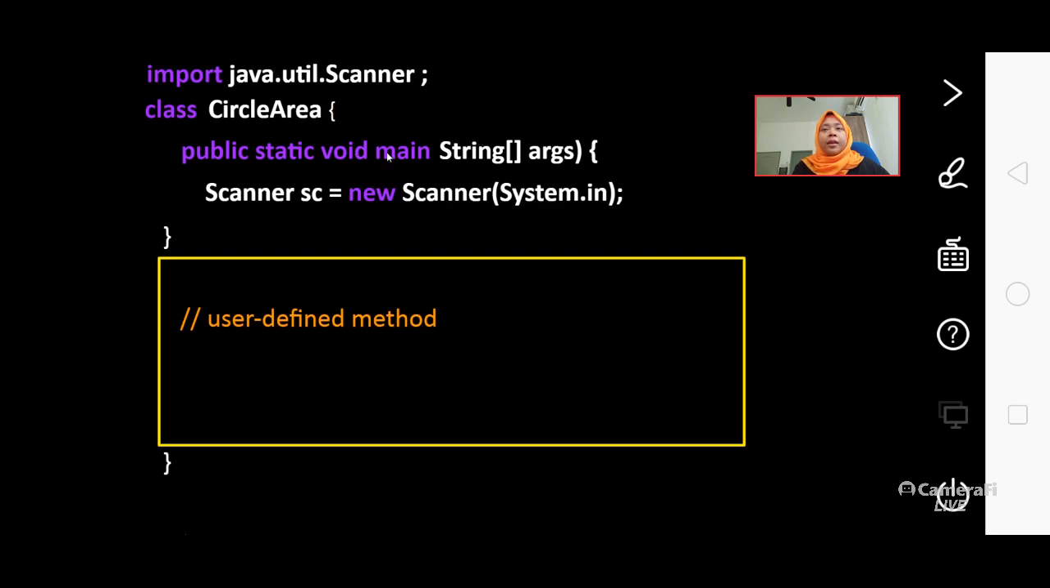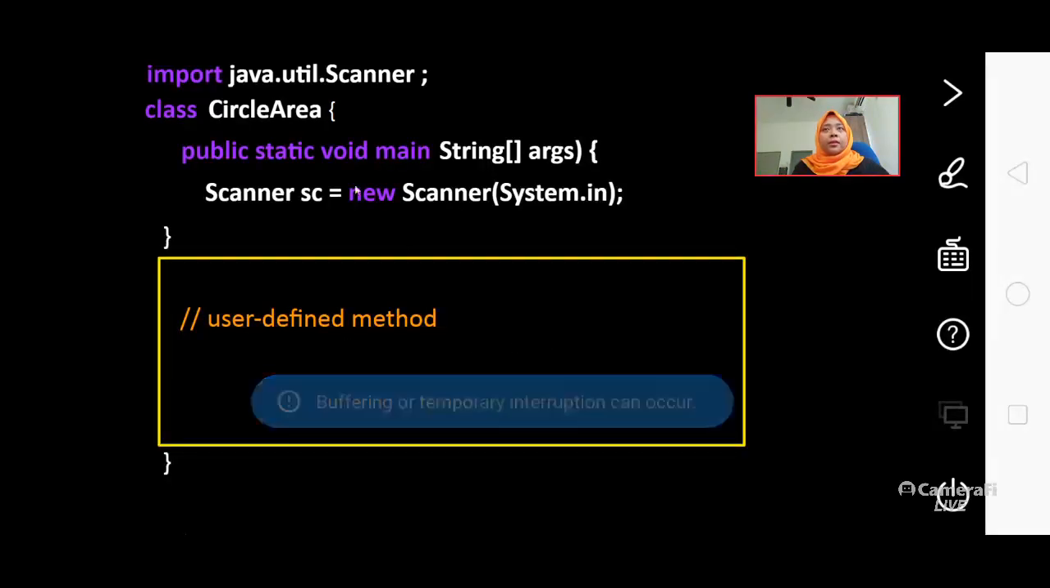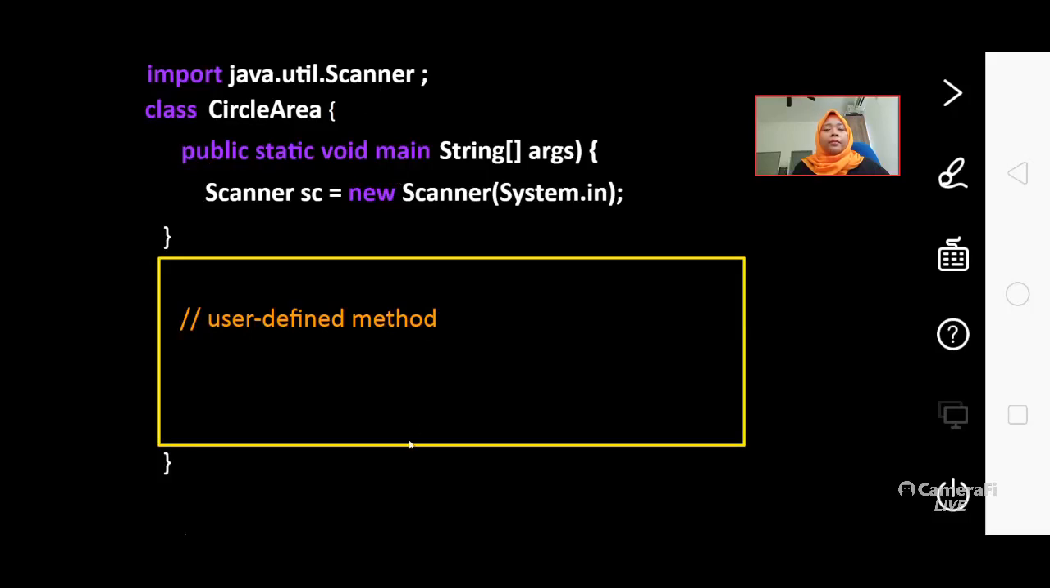Actually, for main method and user-defined method, we can shuffle the location, whether the method definition is on the top or at the bottom. Okay, and this part we can also call the method body.